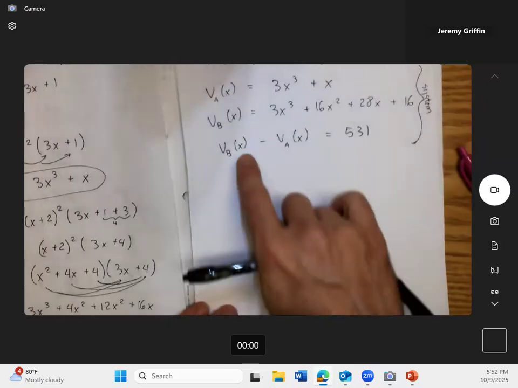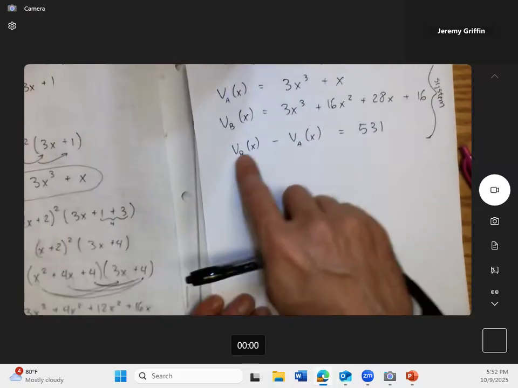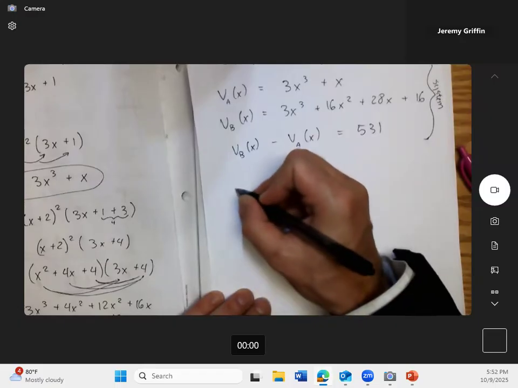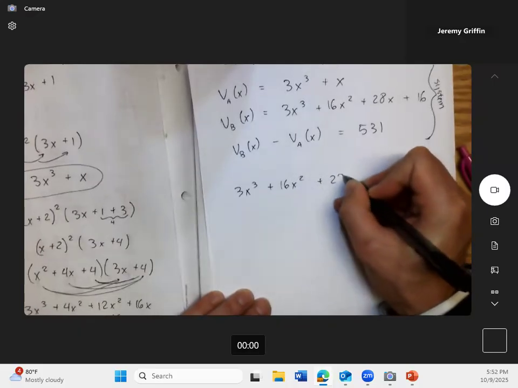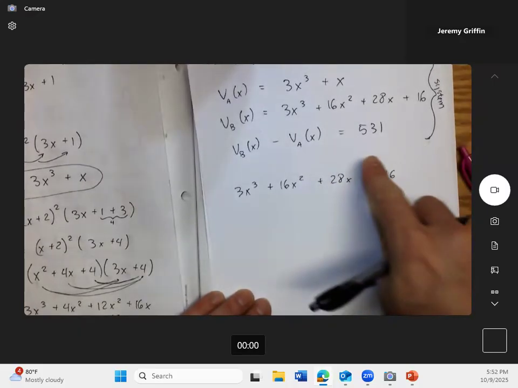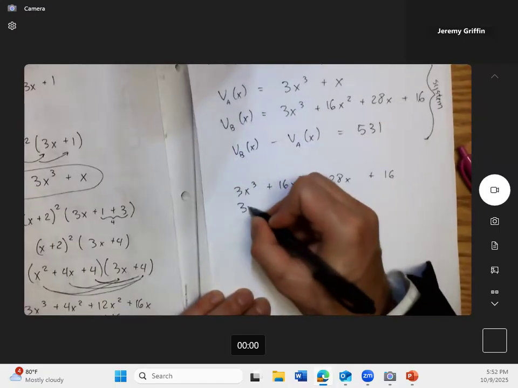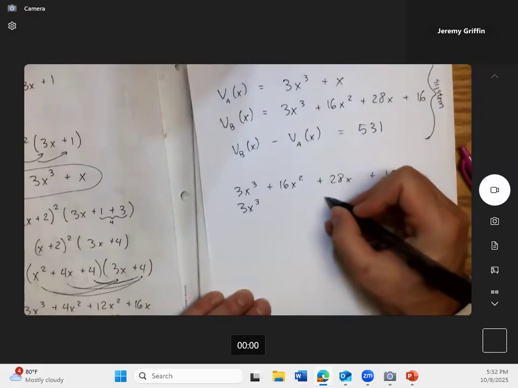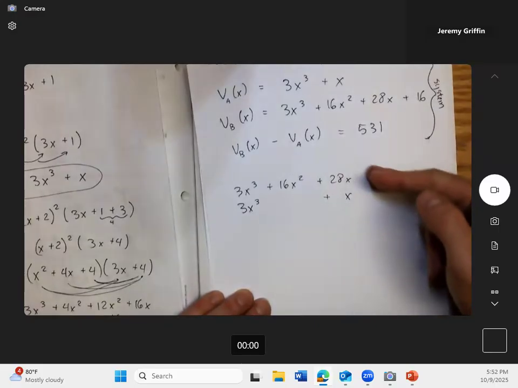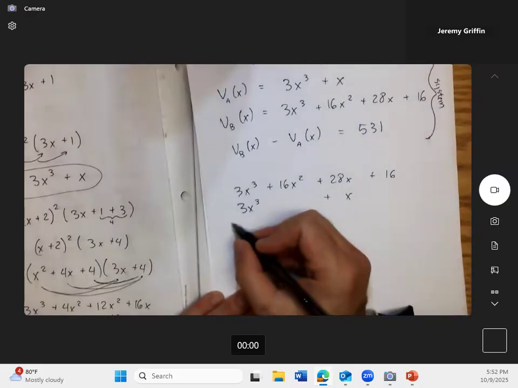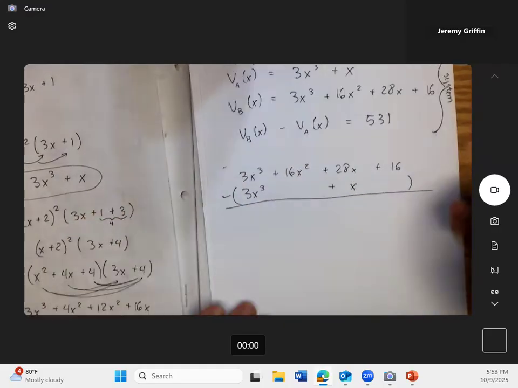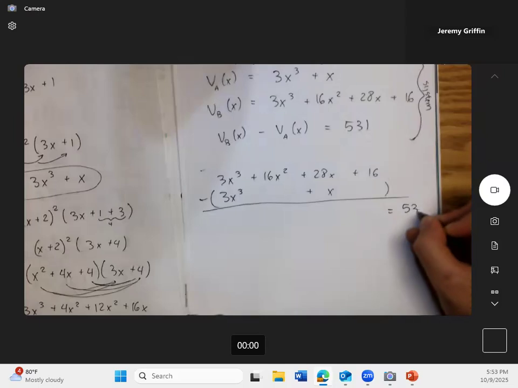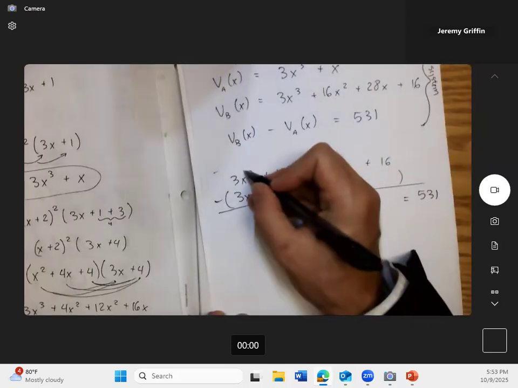So if I take this equation minus this equation, it's equal to 531. Let's try that. Volume B is 3x cubed plus 16x squared plus 28x plus 16. Volume A, remember, is 3x cubed, no, it's plus x. I'm going to put the plus x over here so that the terms align. If I subtract volume A from volume B, then I get 531, which is this condition right here. So this goes away.